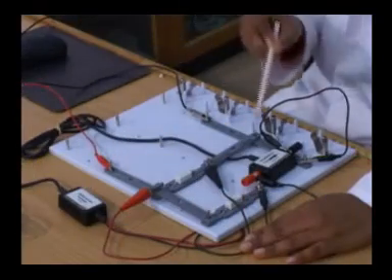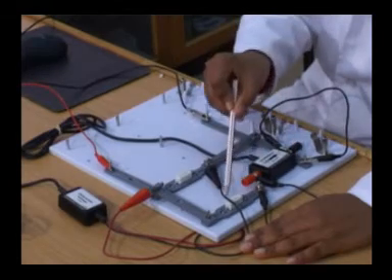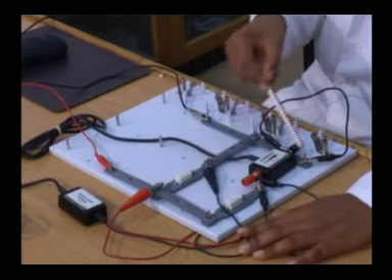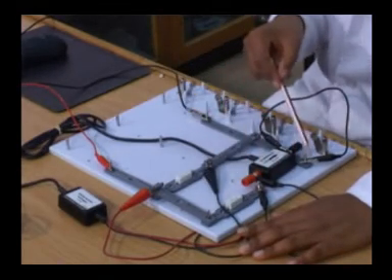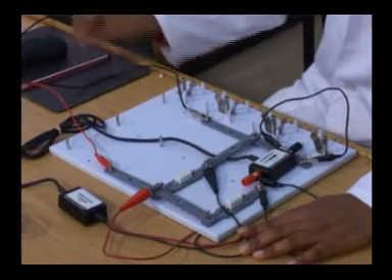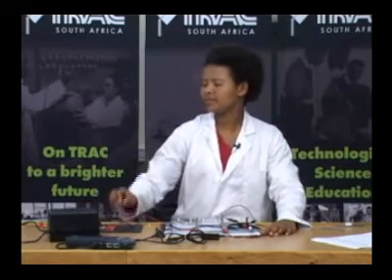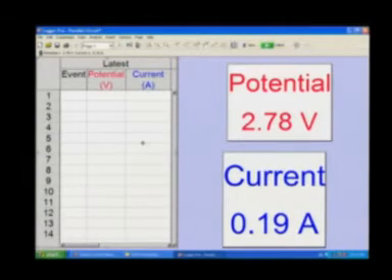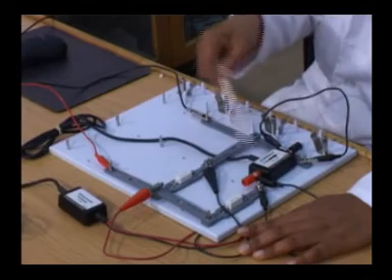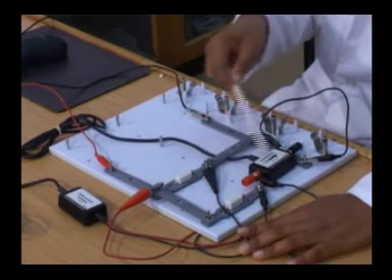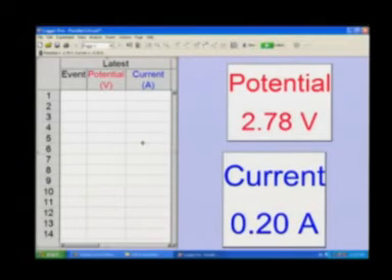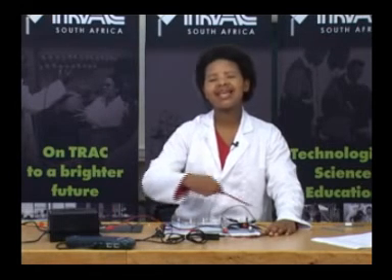We've now moved the ammeter to this resistor to read the current in the second 15 ohm resistor. Let's have a look at what the current there is. There you have it. So the current here is very similar to this one, 0.19 amps. So that's basically what happens to the potential difference and current in a parallel circuit.